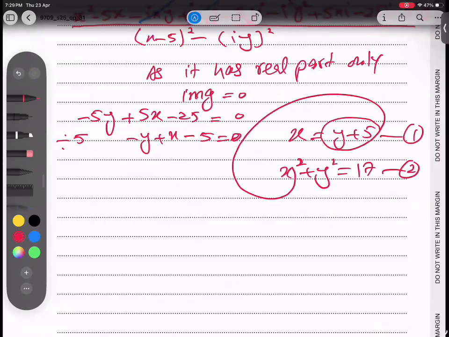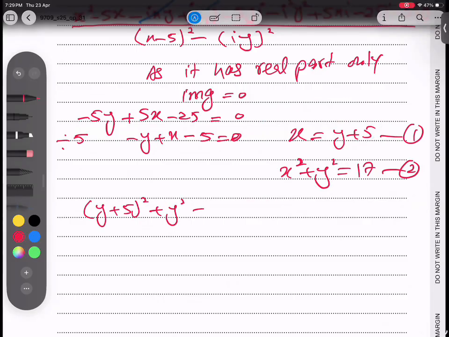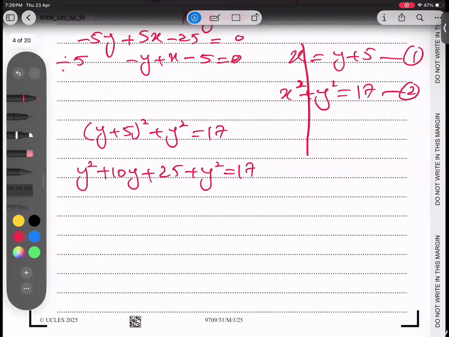Solve them simultaneously. And this x value I'm going to replace here. So (y plus 5) whole square plus y square equal to 17. Let's complete. Squaring identity: y square plus 2 into first term, second term, 10y, plus 25. Okay, so I'm getting 2y square plus 10y plus 10y and plus 8 equals 0. Let me recheck again. 2 5s are 10 and 25, correct. 2y square, and this becomes positive 8, correct.